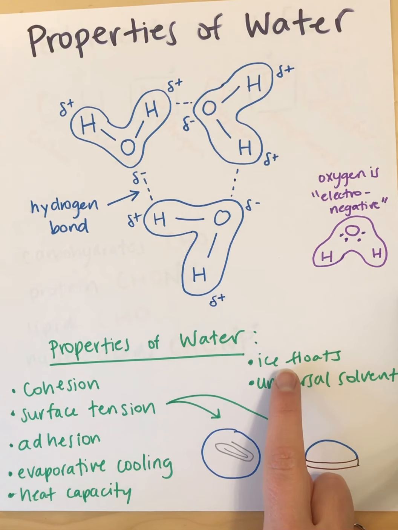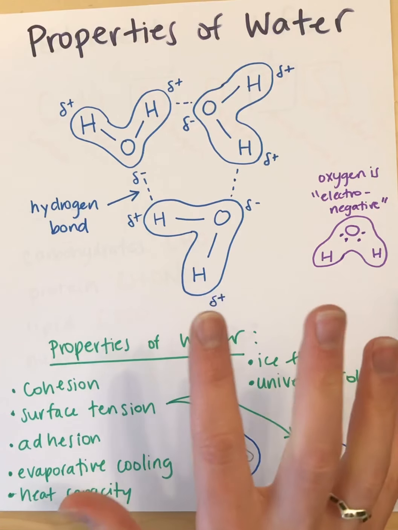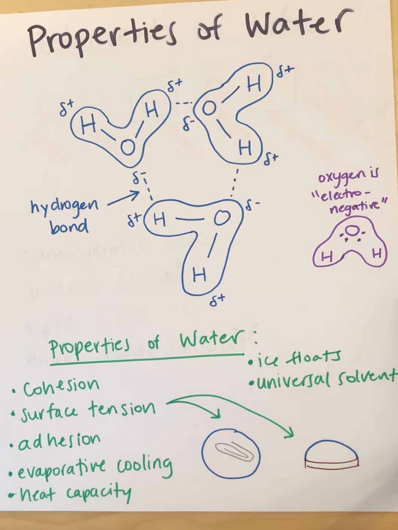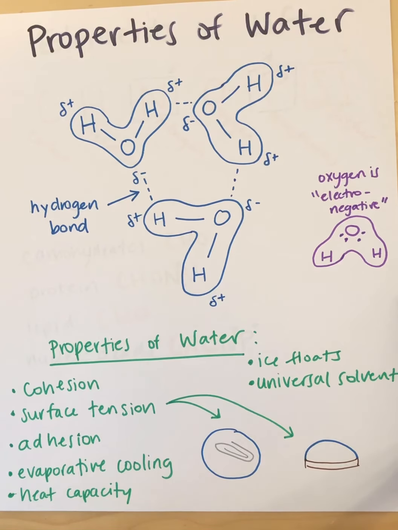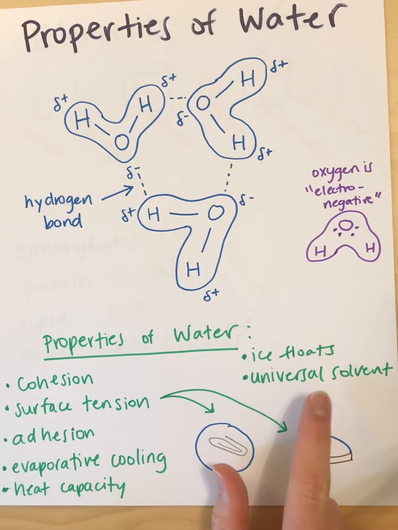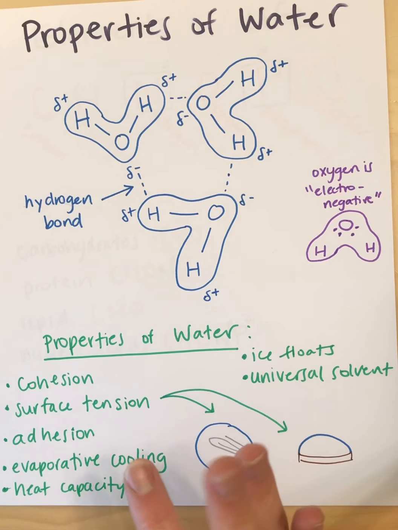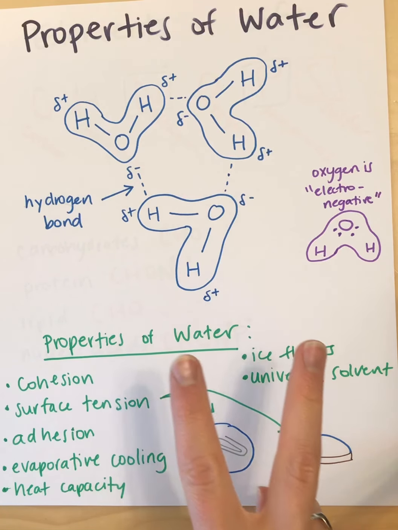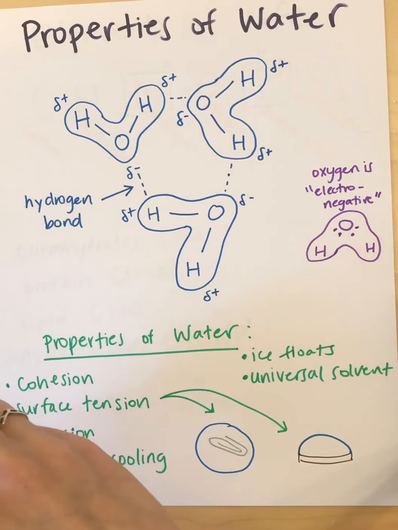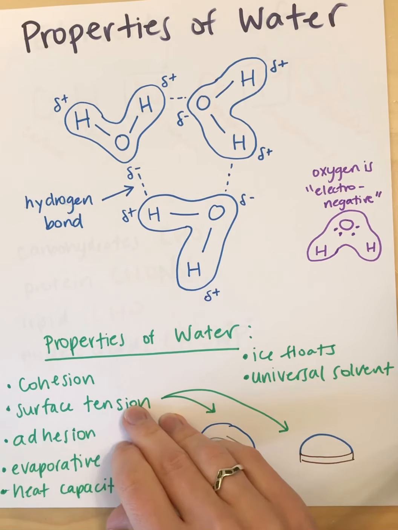Also, a property to remember is that ice floats. This is because when water molecules arrange themselves in a crystalline structure, they end up being further apart than they are when they're in a liquid form and they're kind of flowing past each other. This is pretty unique to water. Also, water is a universal solvent because it can dissolve anything that has a charge. So for example, salt, NaCl, has a positive charge on the Na and a negative charge on the Cl. That's an ionic compound. It splits apart. And the water molecule can surround the Na and surround the Cl and dissolve the salt into the water.